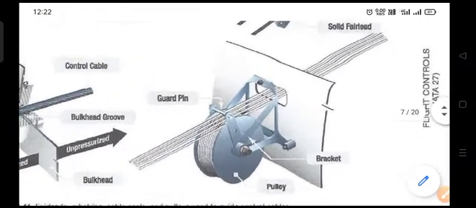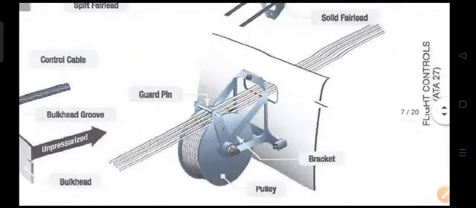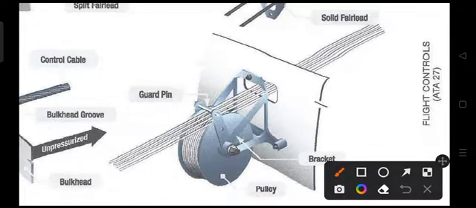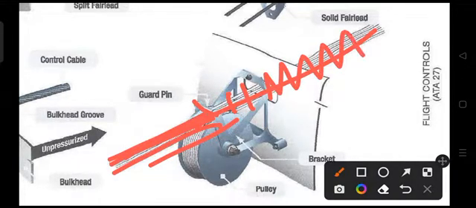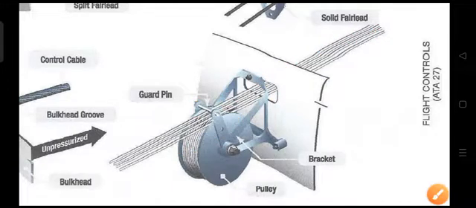Over here we have the guard pin. Now, what is a guard pin? It is basically a limitation. Let's say there are a number of cables, like over here you can see four cables passing side by side. If we don't put any guard pin in certain areas, then these cables can go up or go down. They can make oscillations like this when they are being pulled.